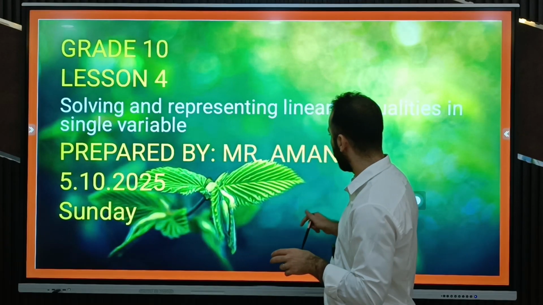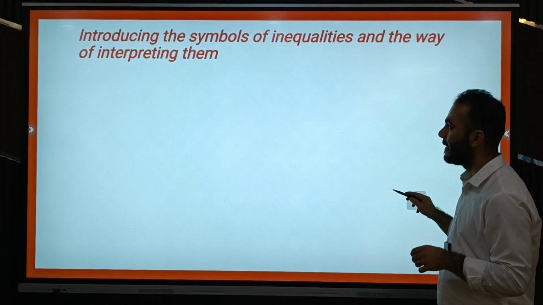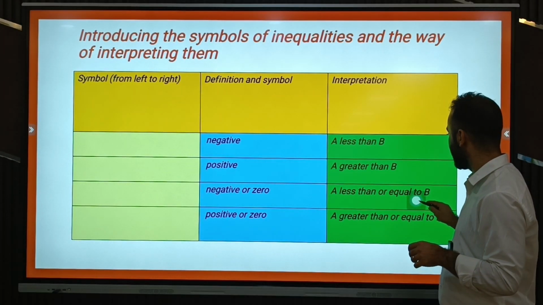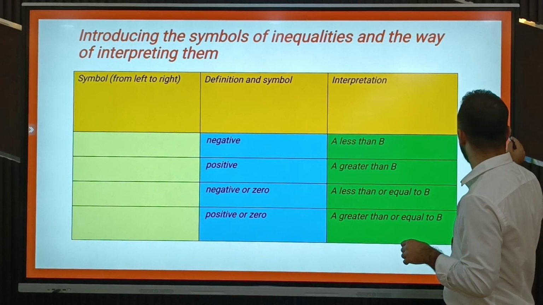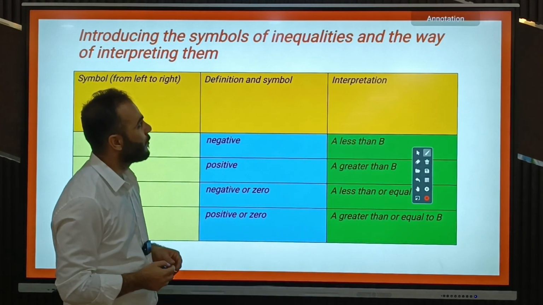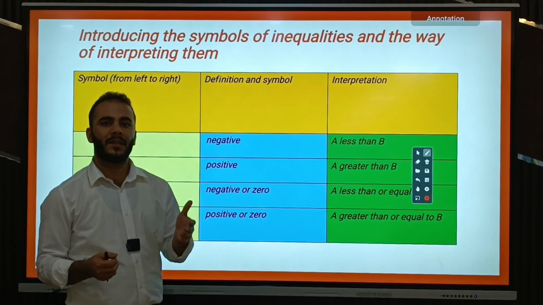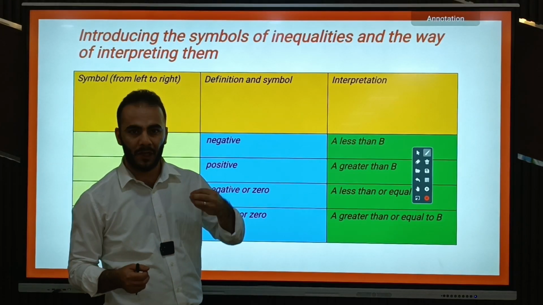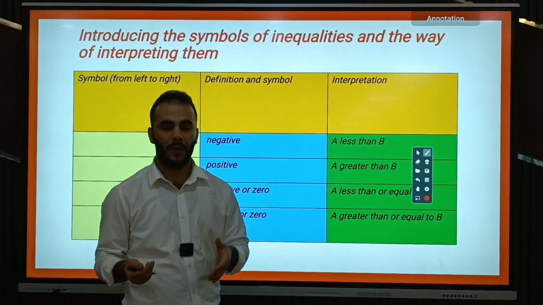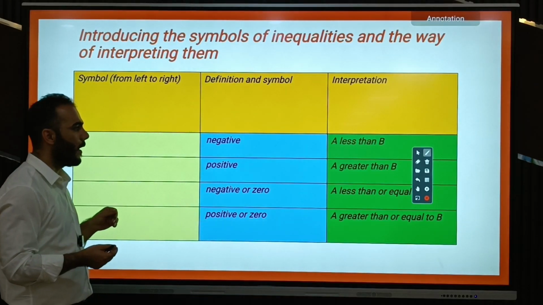Okay, so first of all, let's just get familiar with the inequality signs and inequality symbols. We have got a table of them. Let's just fill this table together. Okay, so introducing the symbols of inequality and the way of interpreting them. We know that we have got 4 symbols of inequalities: less than, greater than, less than or equal to, greater than or equal to. How are we going to express them?